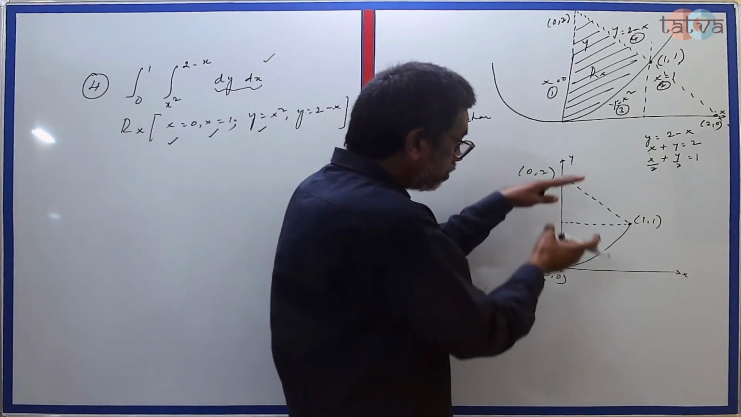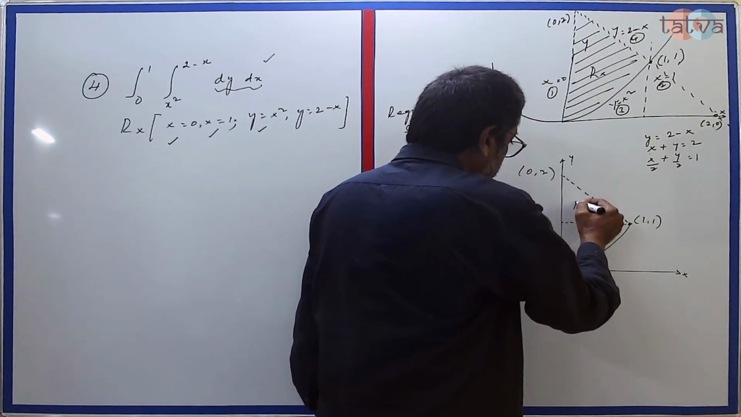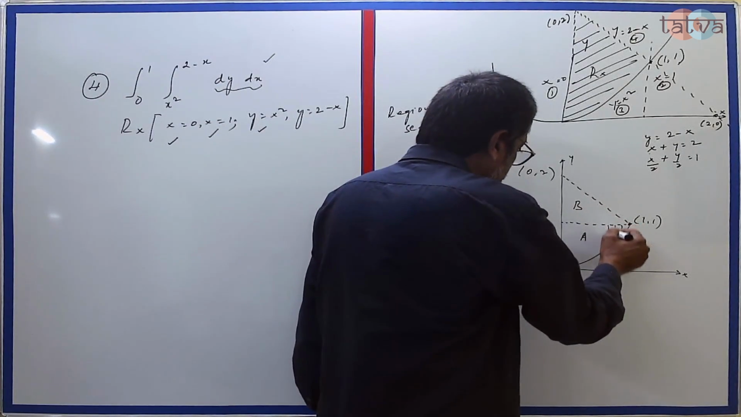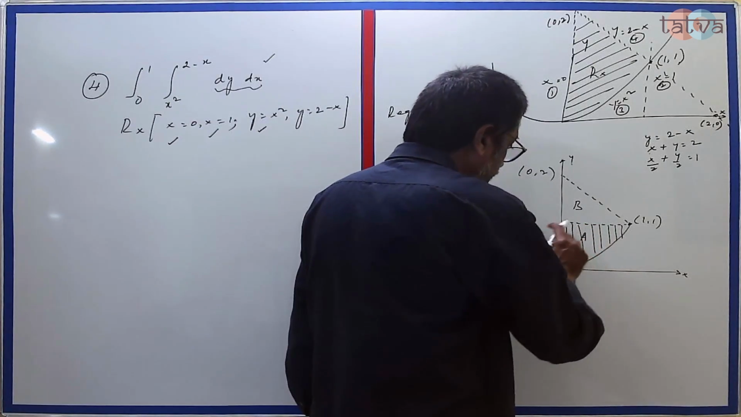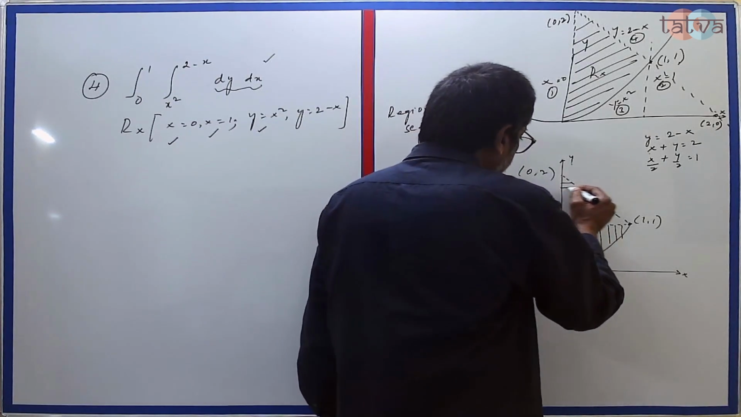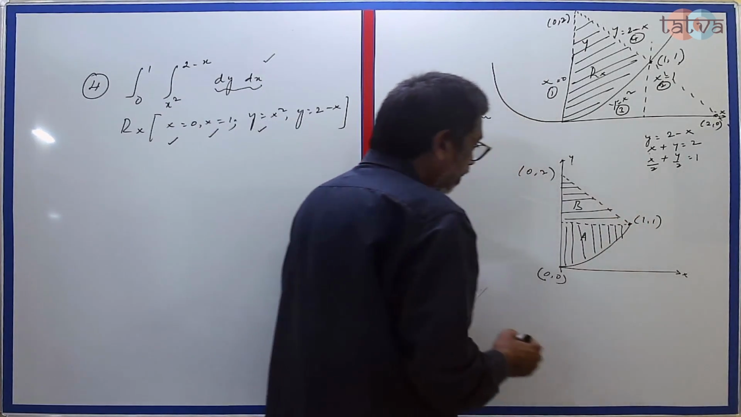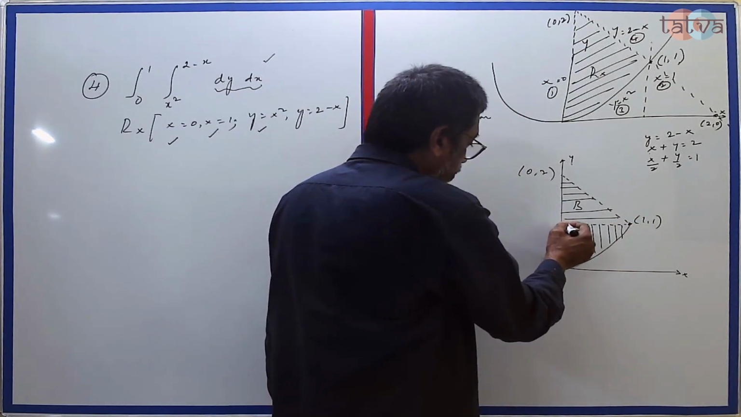So I've segmented into two parts. Let's call this part A, let's call this part B. For the sake of better visualization, let me shade this with vertical bars. Let me shade this with horizontal bars. And let us also mark this point.